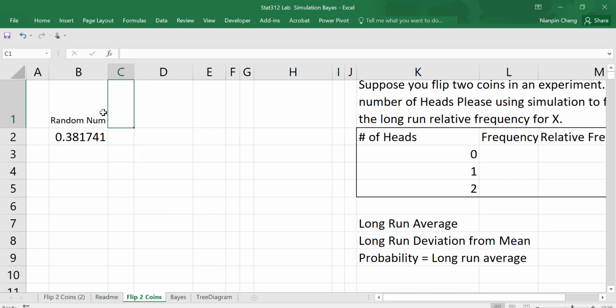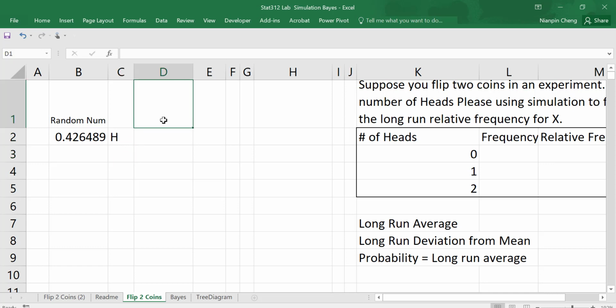And then we need to test. Suppose this is the first time you flip the coin. You test whether it is tail or head. So we use an if function. We know this is 50% every time you try, right? The probability. So if this number is less than 0.5, I think that's a head. Otherwise, that's a tail. So this time, the first try is head.